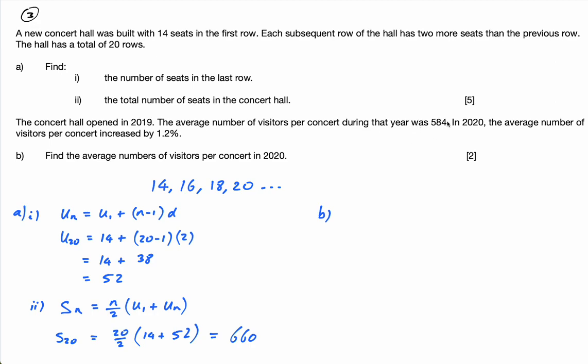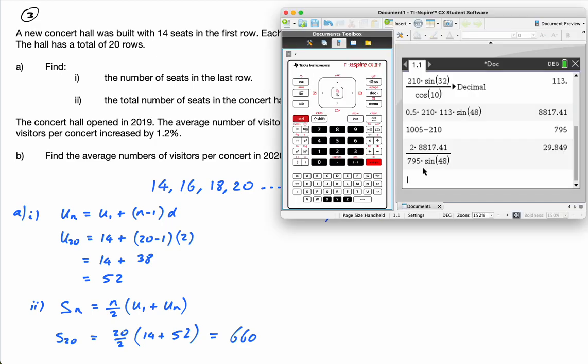You could find 1.2% of this and then add it, but the easiest, nicest, most elegant way to do it is you just multiply by 1.012, whatever the percentage is. If it was 10%, it'd be 1.1. If it was 23%, it would be 1.23. If it was 4%, it would be 1.04. That's why it's 1.012.